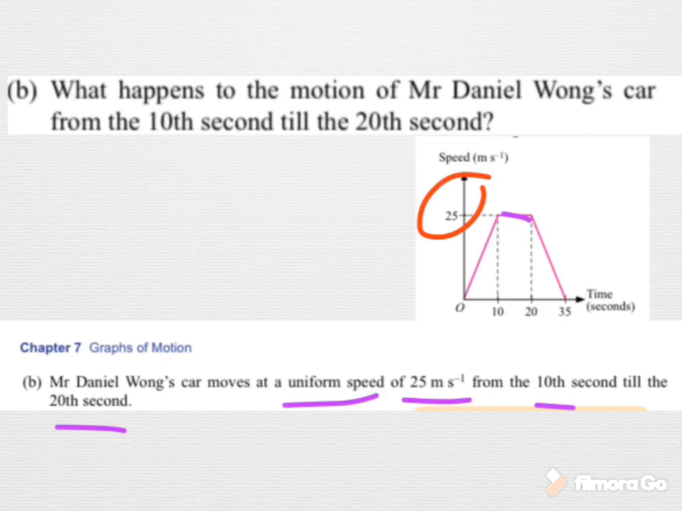Question B. What happens to the motion of Mr. Daniel Wong's car from 10 seconds till 20 seconds? Mr. Daniel Wong's car moved at a uniform speed of 25 meters per second from the 10th second until the 20th second. So the keyword is uniform speed. The purple color line shows that the line is horizontal. So this shows that Mr. Daniel Wong's car moved at a uniform speed of 25 meters per second. From the graph, you can see 25 meters per second for the horizontal line.